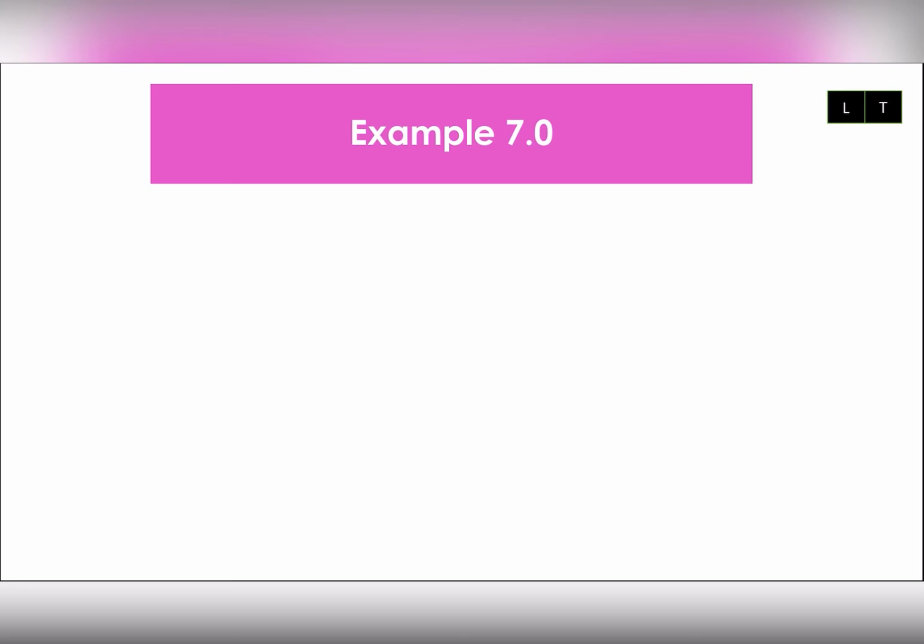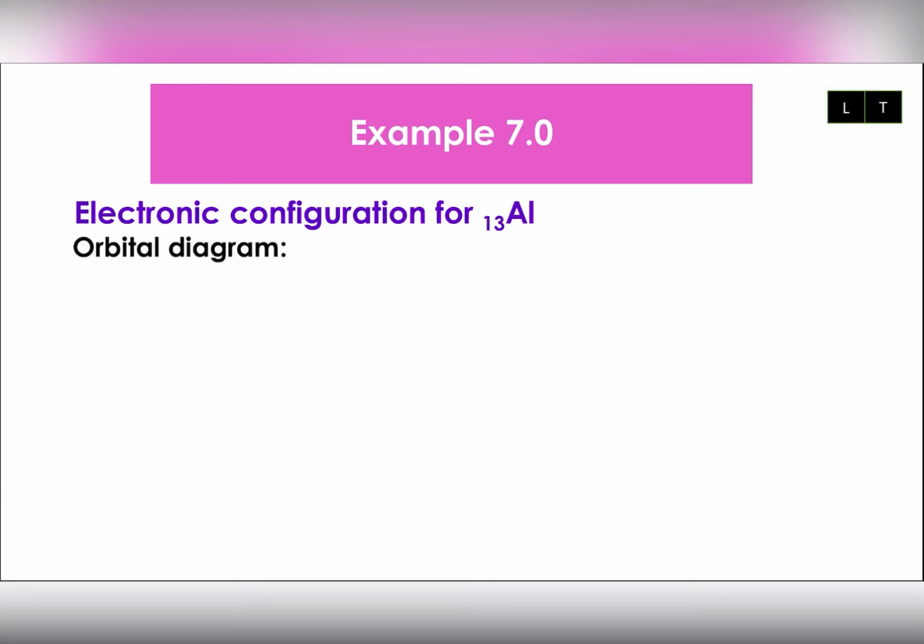Next, example 7.0. I want you to write the electronic configuration for the aluminium atom in terms of an orbital diagram. So I give my symbol for aluminium, capital A, small letter L. If you are not a quick learner able to write the orbital diagram straight away, I suggest you write the electronic configuration in SPDF notation first. So if I write down Al in SPDF notation, I will have 1s2, 2s2, 2p6, 3s2, 3p1.